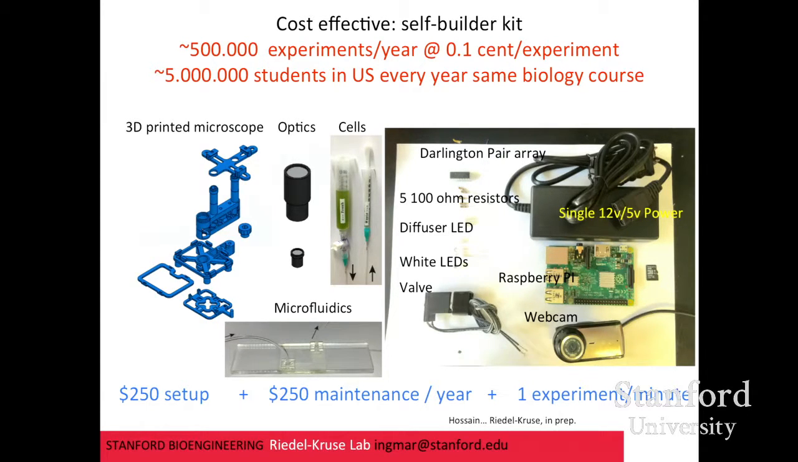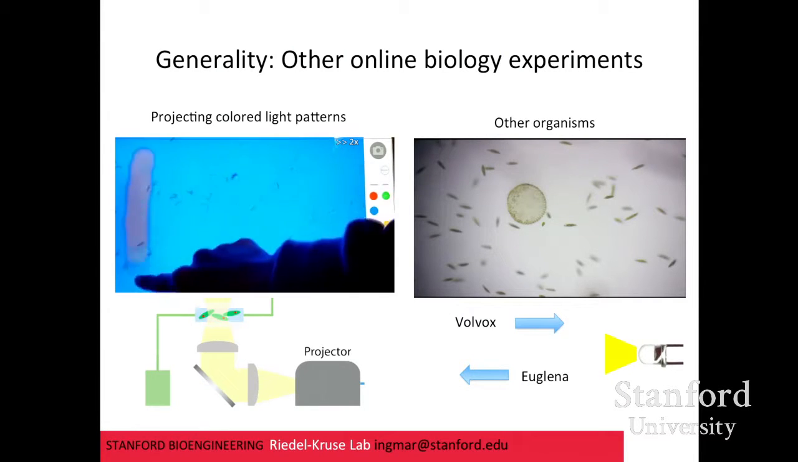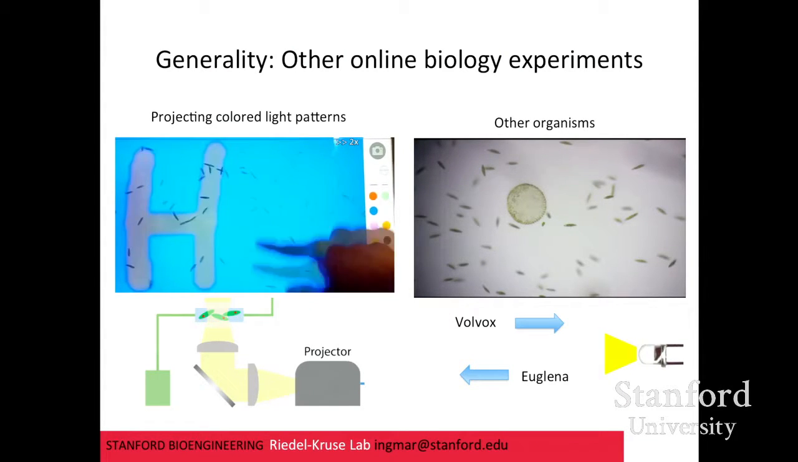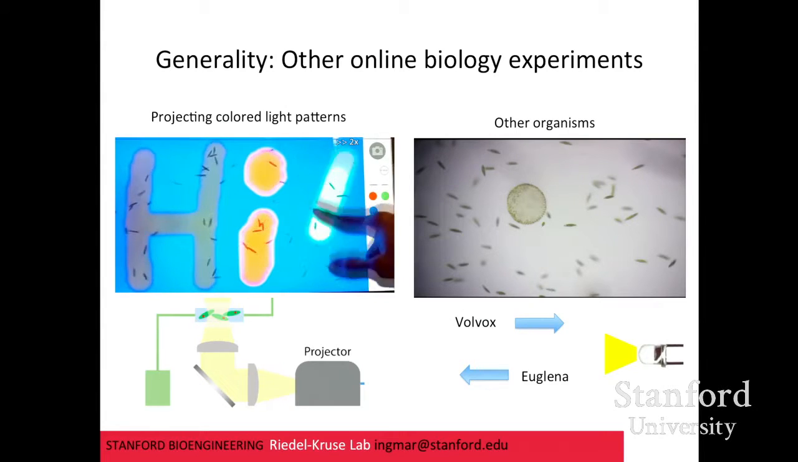And if you now assume that, I don't know, you have 5 million students in the US every year taking a certain biology course, then you can see how with 10 to 100 of such systems you could really make a difference in educational settings, okay? And at a price point that is low enough that it would cost a couple of dollars to run a biology class, which is maybe even cheaper than ordering the organisms to begin with, okay? And so future ideas are then, of course, also how to extend this, first of all, to other stimuli.